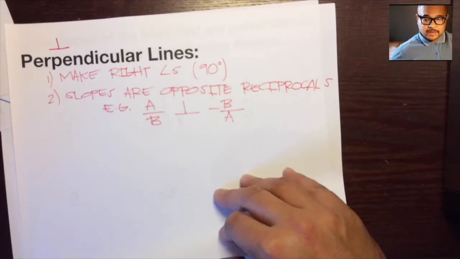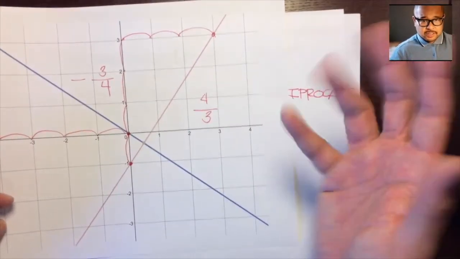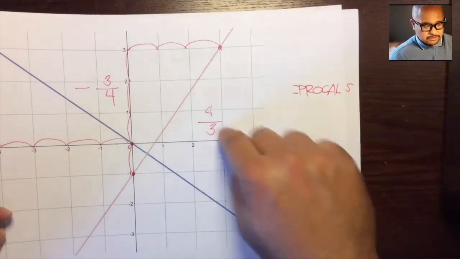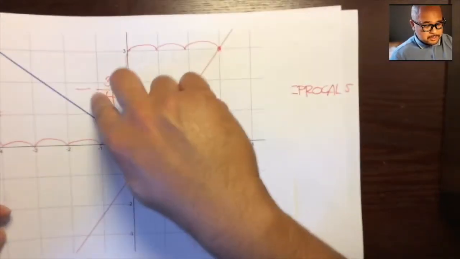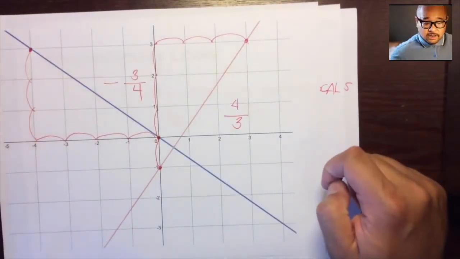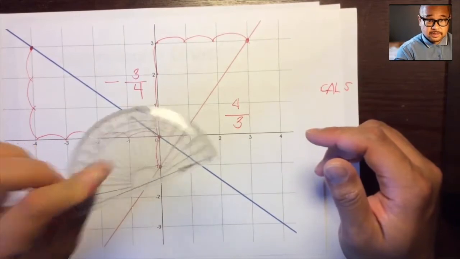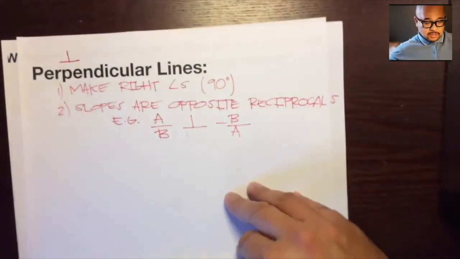So let's get some practice, okay? So if you see 2 lines and the question says, are these 2 lines perpendicular? Then find the slopes. If they're opposites and reciprocals of each other, then you can say, yes, they are perpendicular without having to use one of these, okay? So let's get some practice.